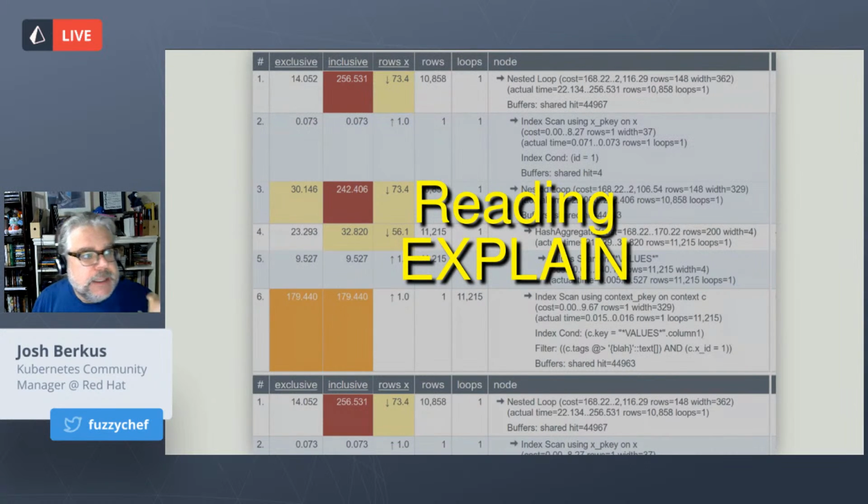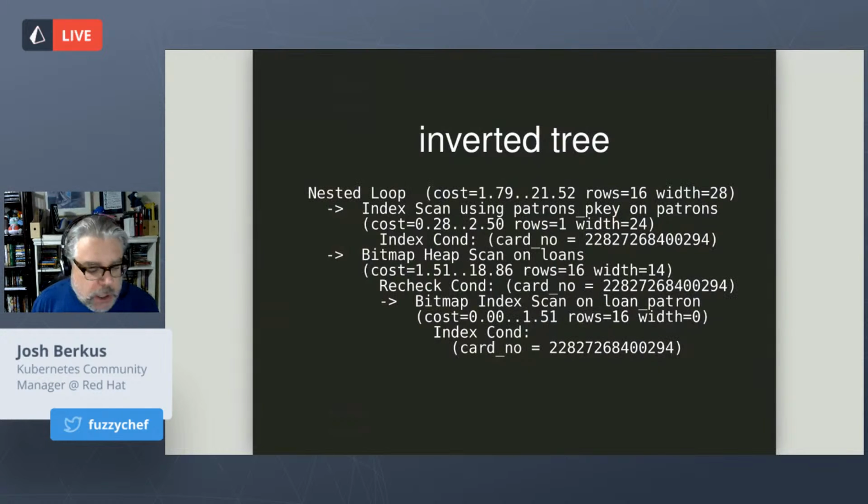So let's talk about how you actually read this output, right? Because I've shown you a bunch of examples. Let me explain what they actually mean here. The first thing to understand about Postgres explain is that it's what we call an inverted tree, as in the stuff that's executed first is at the bottom and the stuff that's executed last is at the top. And it's also indented that way.